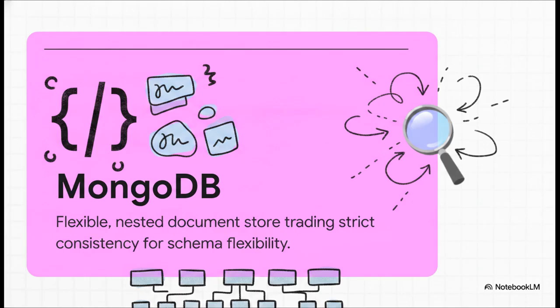This is an absolute lifesaver when your data naturally varies in shape or evolves rapidly. You're basically trading away strict relational consistency for total schema flexibility. But here's the secret. Under the hood, MongoDB's default WiredTiger storage engine actually uses a B-tree-like structure. The real difference is the flexible data model, not some magical new storage invention.